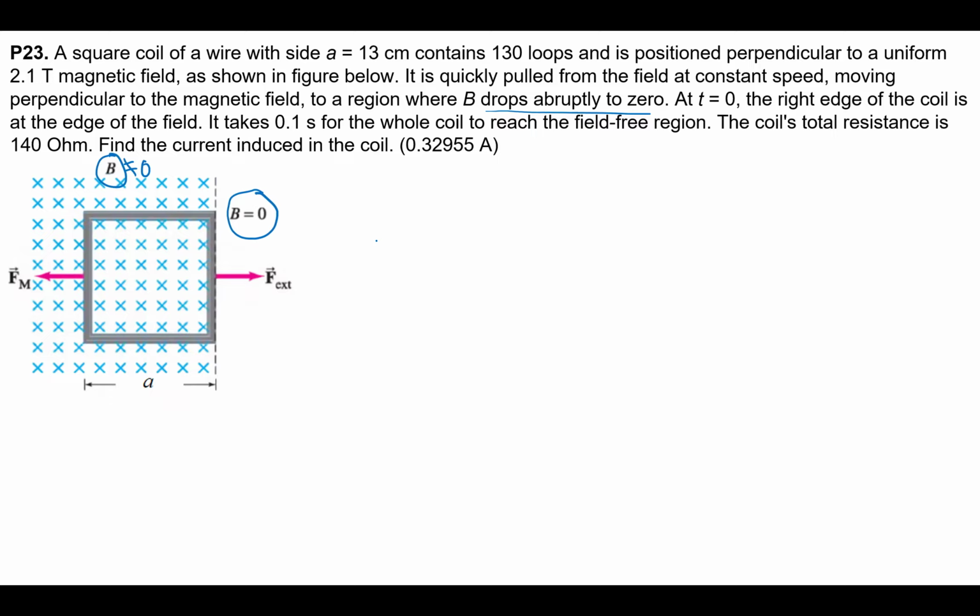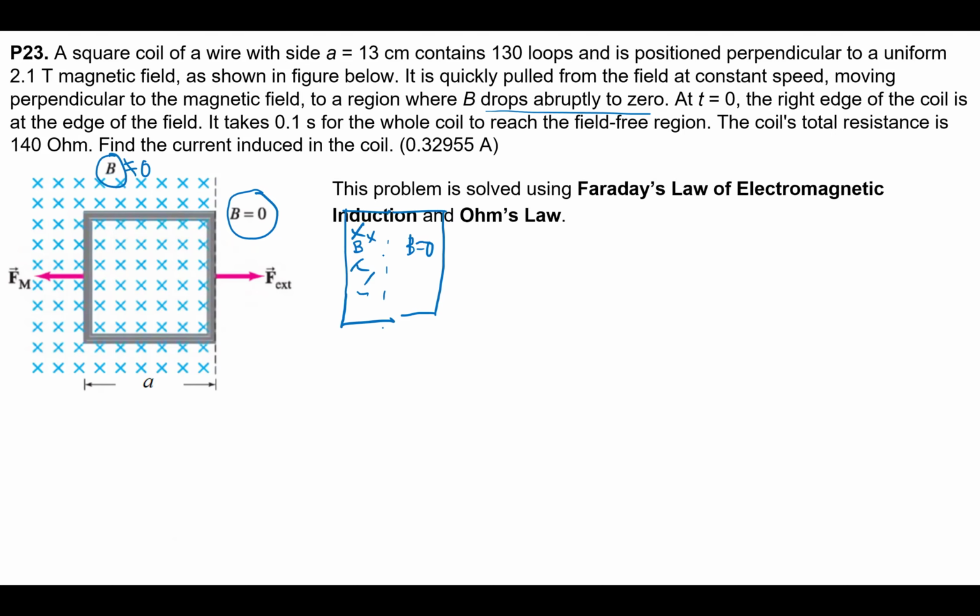So apparently what is happening here is that your magnetic flux will change across this loop. Initially, it is filled with the B, but as it moves, some part will be filled with the magnetic field, and some other part has no magnetic field. So your magnetic flux will change. That's the key point we need to understand.